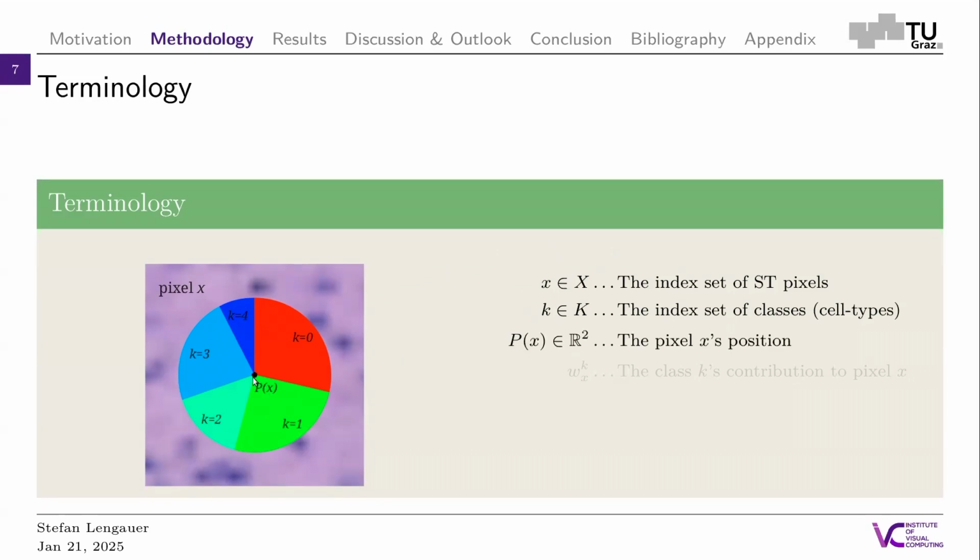Then P of X is the center point of the pixel and is the spatial embedding of this pixel X. And also W_XK is the class K's contribution to pixel X, so the proportional value. That's the floating point value in the range from 0 to 1. So, for example, W_X0, the reddish component, has a contribution of 0.267-ish, roundabout.